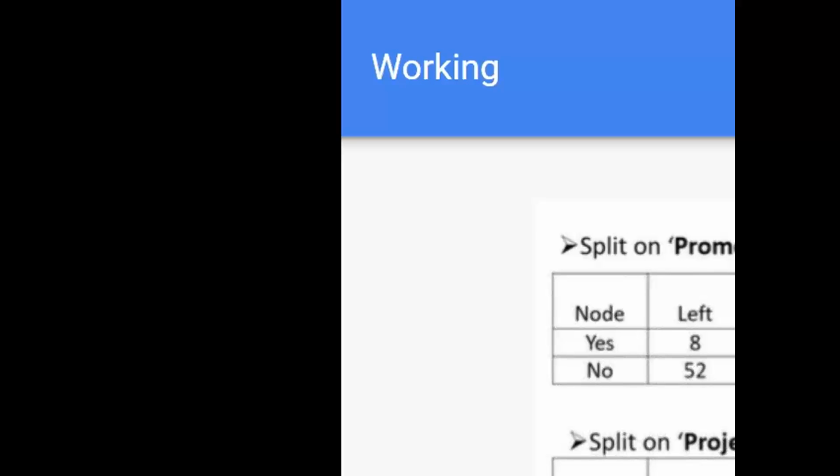So similarly, you will calculate it for stay. Then for the people who didn't get the promotion, you will calculate the chi-square for the people who left and who stayed. Then you add up the numbers.